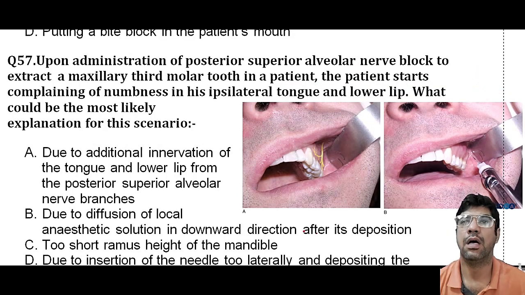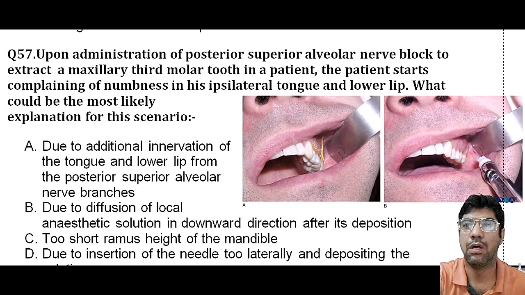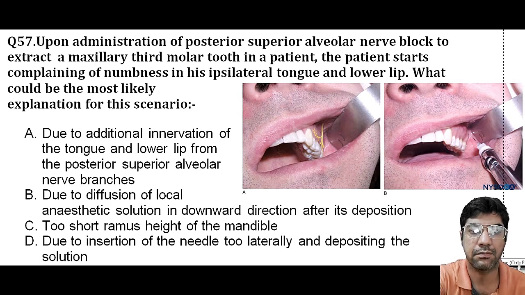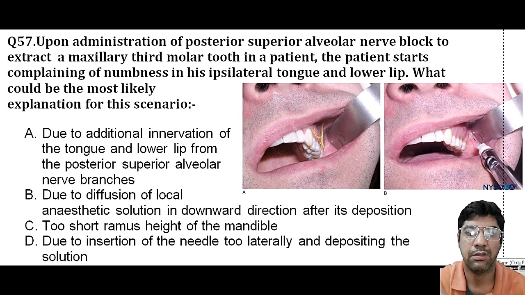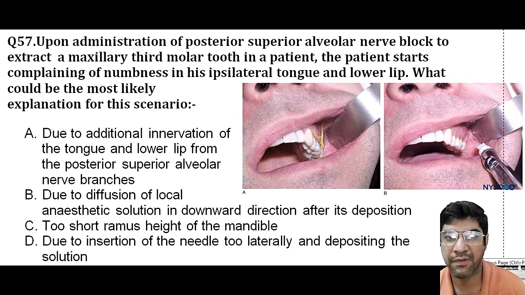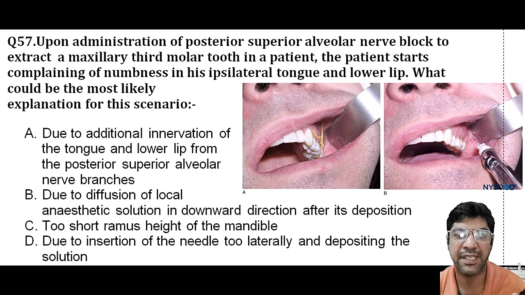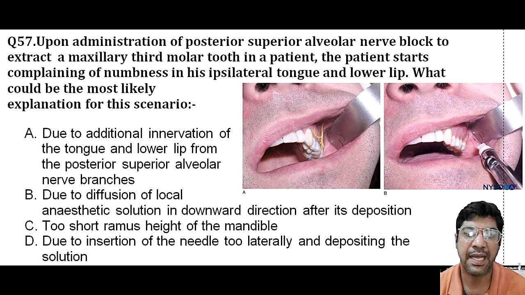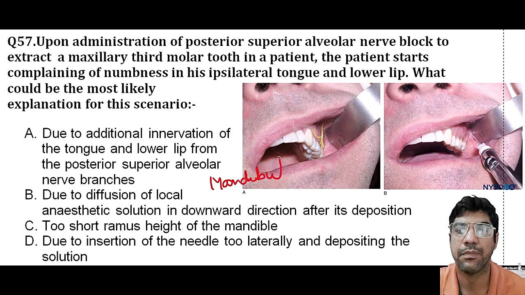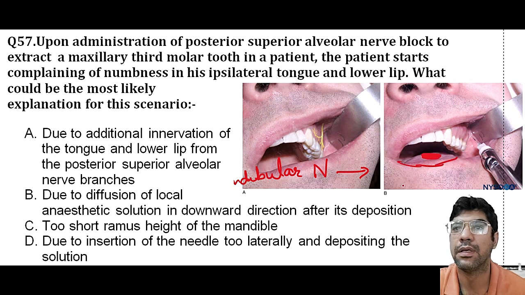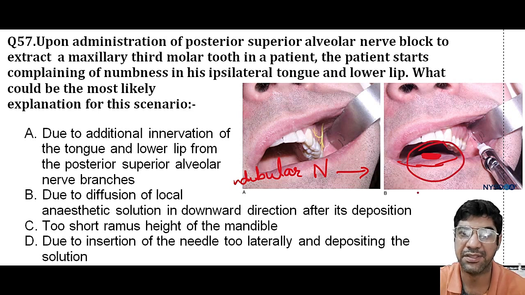On administering the posterior superior alveolar nerve block to extract a maxillary third molar, the patient starts complaining of numbness in the ipsilateral tongue and lower lip. So the block given here was PSA. When the PSA needle is inserted too laterally, the local anesthetic can affect the adjacent nerves, including the branches of the mandibular nerve that innervate the tongue and lower lip.